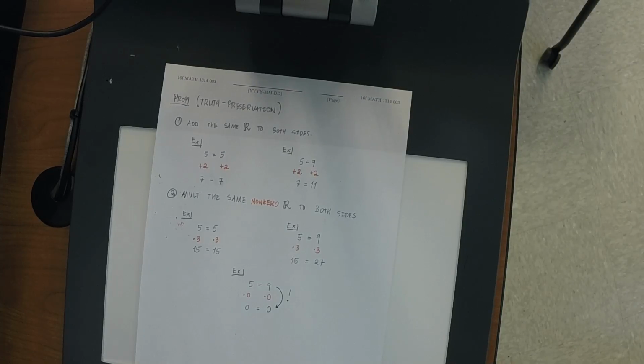And for the same reason, because any non-zero number's reciprocal, 1 over that number, is also non-zero, you can also divide. So this means multiply or divide. You can multiply both sides of an equation by a non-zero number, and the truth will be preserved. You can divide both sides of an equation by a non-zero number, and the truth will be preserved. But if you multiply both sides by 0, or divide both sides by 0, the truth is not necessarily preserved.